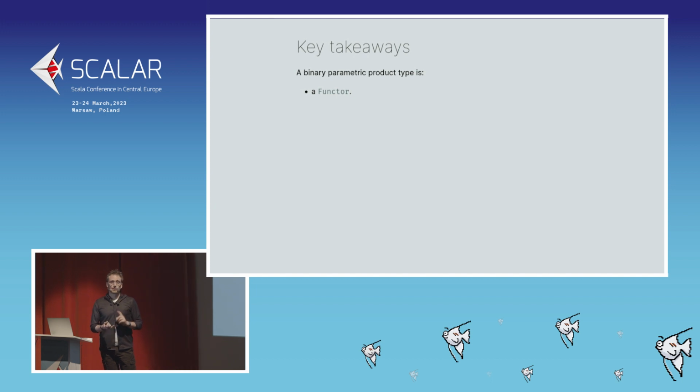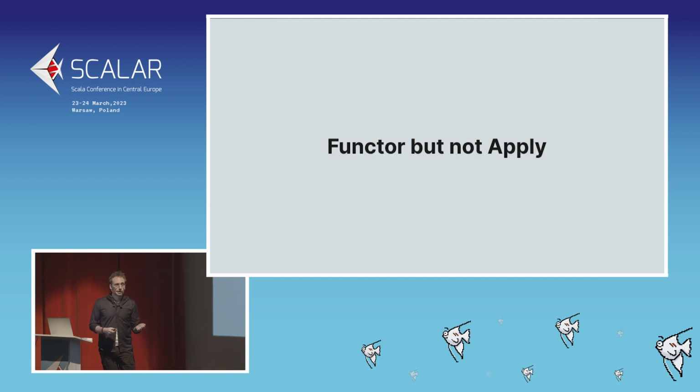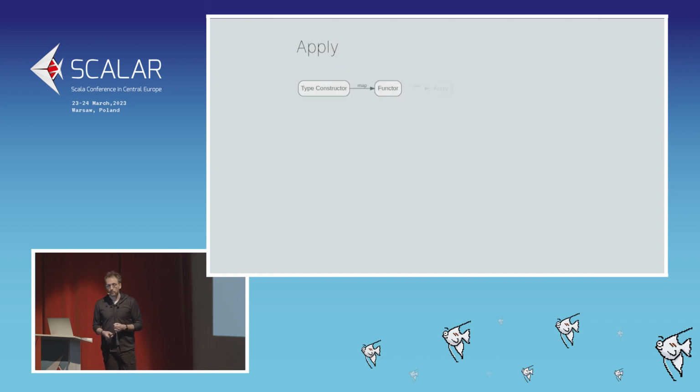We have already seen an example of something that was a type constructor, but not a functor. And now we want to go to something that is a functor, but not an apply. So in this part of the diagram, we have something that is a functor, so product, and we want it to not be an apply.